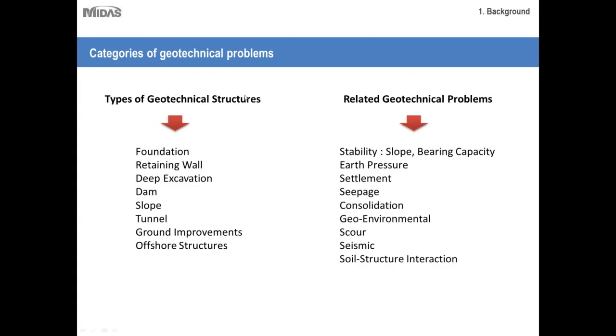So first, different categories of geotechnical problems. Here are different types of geotechnical structures that are commonly designed by engineers. You should all be familiar with these structures: foundations, retaining walls, deep excavations, dams, slopes, etc. Over the course of these 8 sessions, we'll take the time to go into more detail about each of these structures and how numerical modeling can be used to attain design solutions for them.